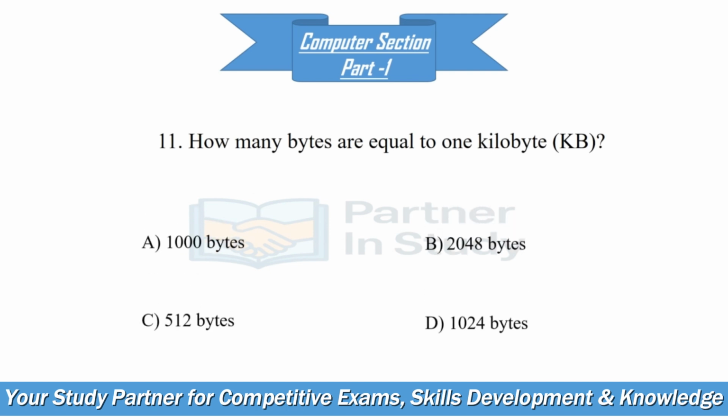How many bytes are equal to 1 kilobyte, KB? The right answer is option D, 1024 bytes.